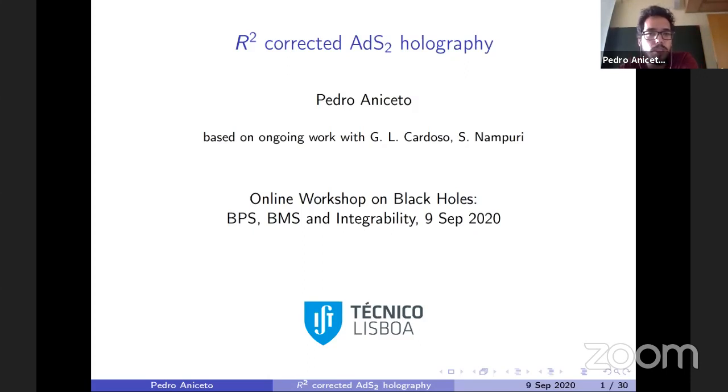So today I'll be discussing with you a model of AdS2 holography where we are considering a theory of gravity with R-square corrections. This is based on ongoing work with Gabriel and Suresh.